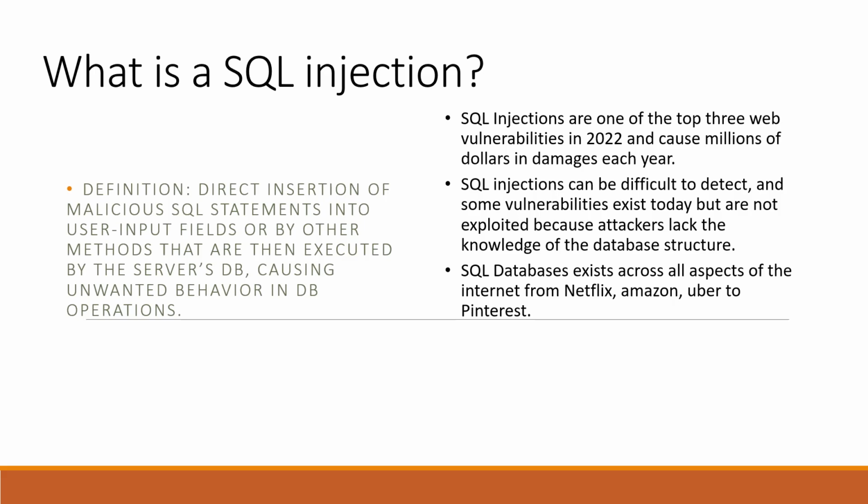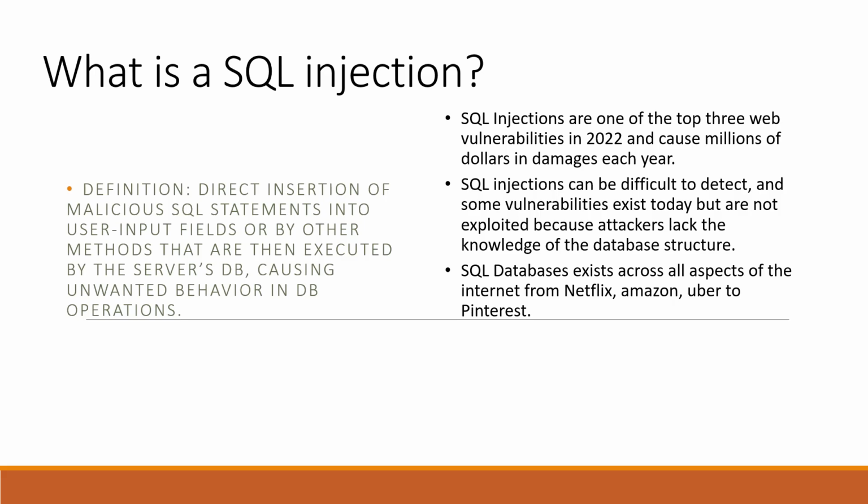Why are we looking into this? Well, SQL injections were one of the top three web vulnerabilities in 2022, and still are one of the major vulnerabilities in 2024. They cause $1 million of damage every year, and they continue to do so. SQL injections can be very difficult to detect, and some vulnerabilities still exist today but haven't been exploited because attackers either lack the knowledge of the database structure or just lack the schema knowledge.